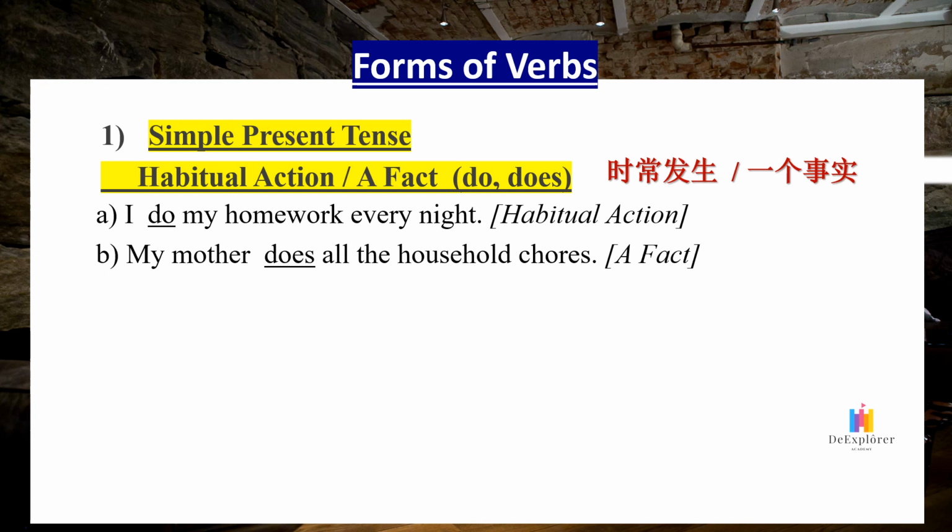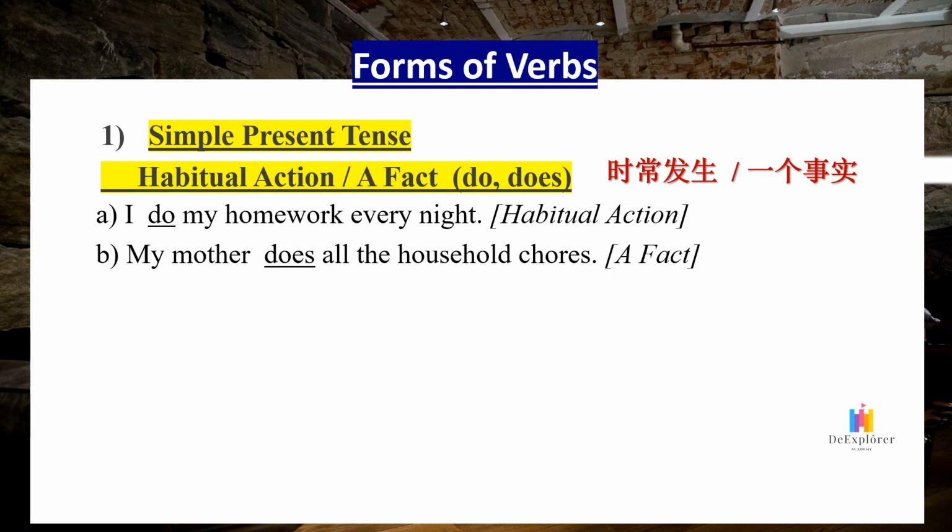My mother does all the household chores. And this sentence is a fact. 一个事实，我妈妈做全部家务。Household chores. Okay, read as household chores means 家务. Okay, so my mother does all the household chores is a fact, and you need to use the simple present tense.